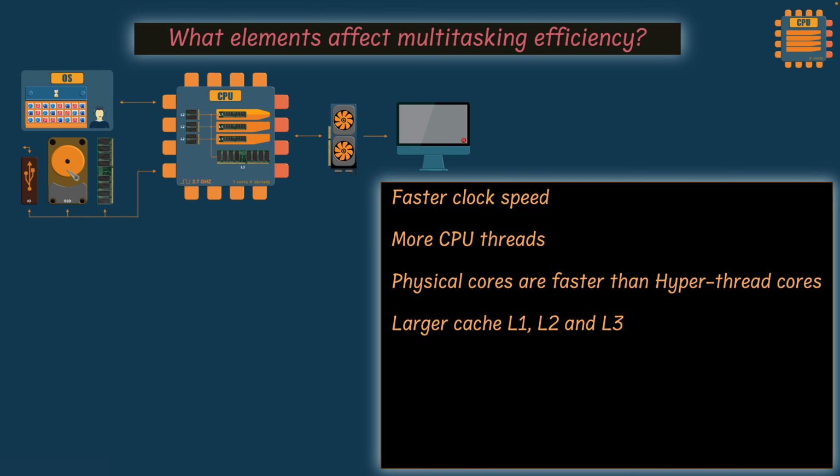Another factor affecting multitasking is the size of the cache: L1, L2, and L3. L1 memory is the fastest because it is directly linked to the core itself. L2 is larger than L1 but slightly slower, and L3 is the largest but the slowest. Nevertheless, accessing these memories is still much faster than accessing the computer RAM. Therefore, having a larger cache memory significantly affects multitasking efficiency.